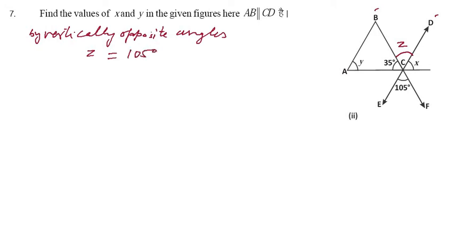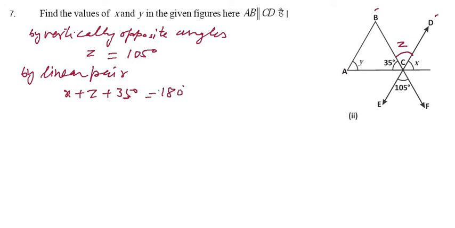Now by linear pair, what will happen? All these angles sum to 180 degrees. So you can write here x plus z plus 35 degrees will be equal to 180 degrees. Now put the value of z.